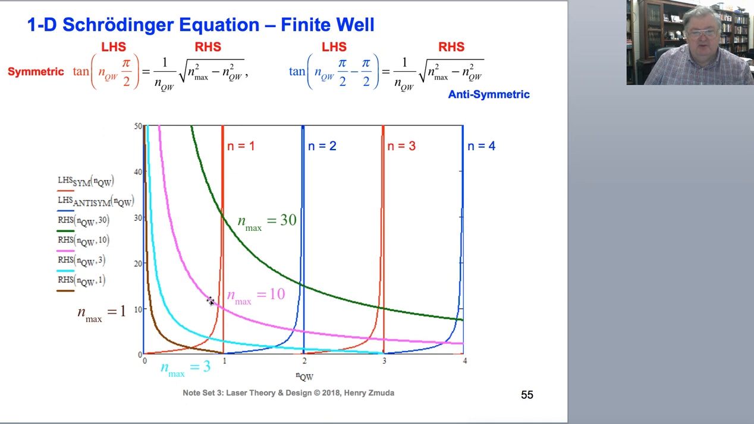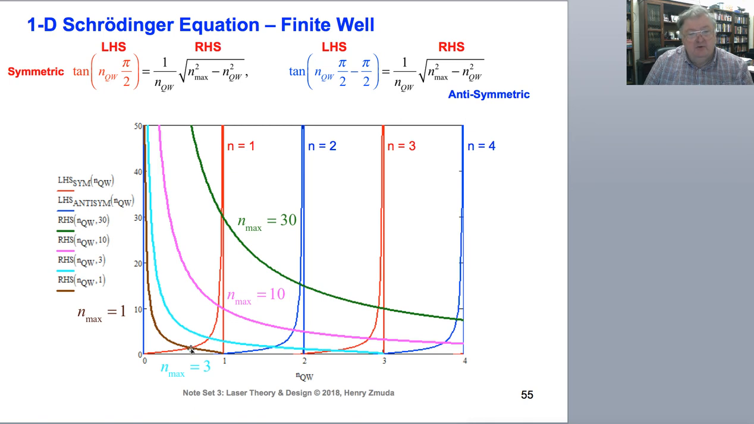If I picked n max equal to 10, I get the purple one. If I picked n max equal to 30, I get the green one here. Where are my solutions? Well, my solutions are the intersection of the left-hand side with the right-hand side. So, for example, for n equal 1, I get one solution right here, where these two guys intersect. That's saying there's one energy level in the well for n equal 1.